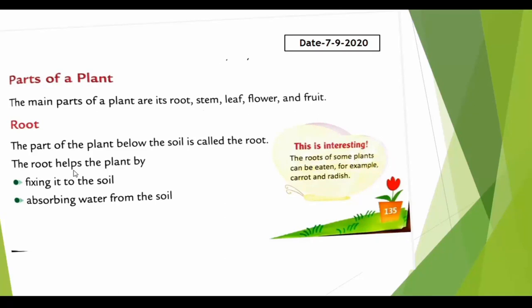Helps the plant by fixing it to the soil. This is the, not the. The soil. Absorbing water from the soil. Wait, Meena, repeat again the word absorbing. Absorbing. Absorbing water. Okay, now wait.